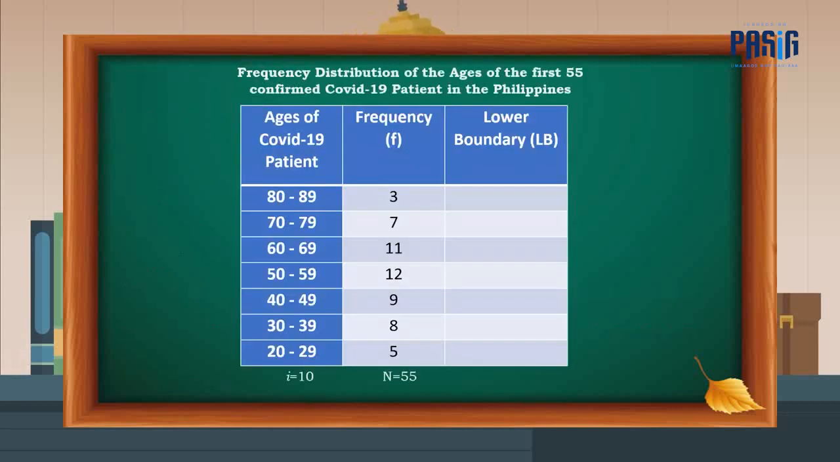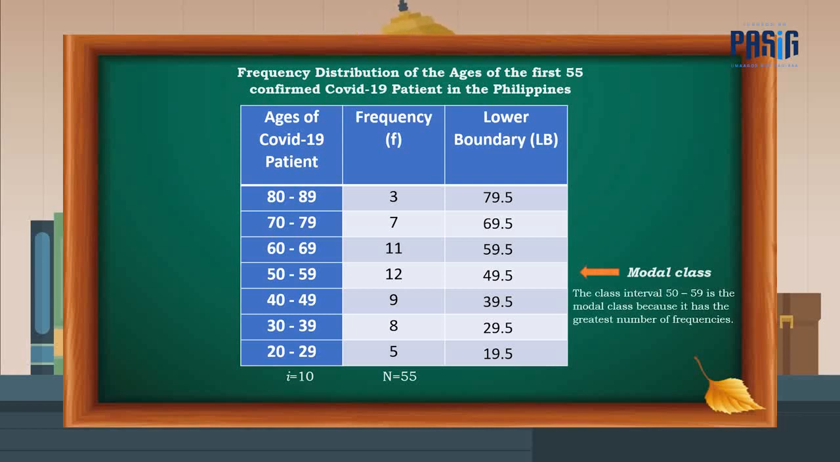To find the mode of the given group data, we're going to use the column for the lower boundary. Again, to find the lower boundary, we're just going to subtract 0.05 from the lower limits of each class size. So here are the lower boundaries again. Now we're going to determine the modal class. How are we going to do that? To find the modal class, we're going to look at the column of frequency. The frequency with the greatest number will be the modal class. So in this case, the class interval 50 to 59 is the modal class because it has the greatest number of frequencies.